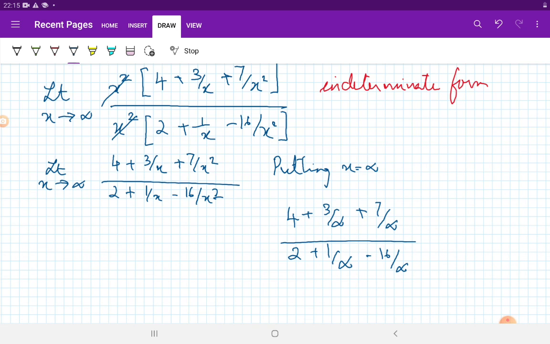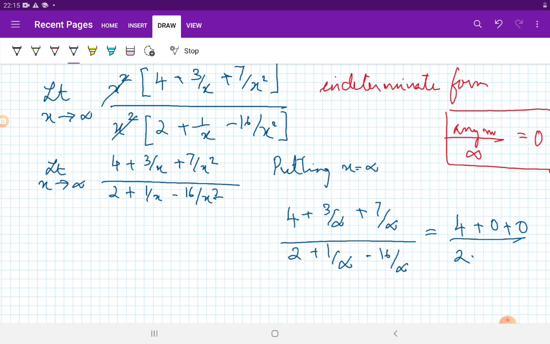Now remember, any number divided by infinity is equal to 0, and so my function becomes 4 plus 0 plus 0 divided by 2 plus 0 minus 0, which means my limit is the finite real number 2.